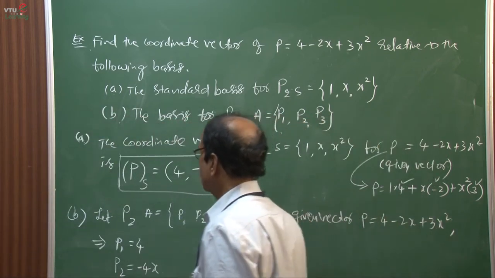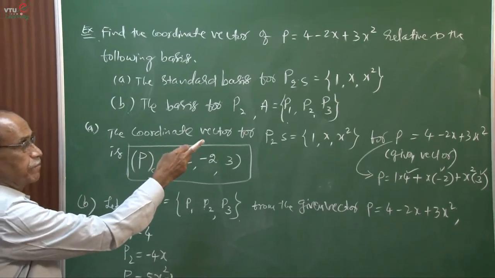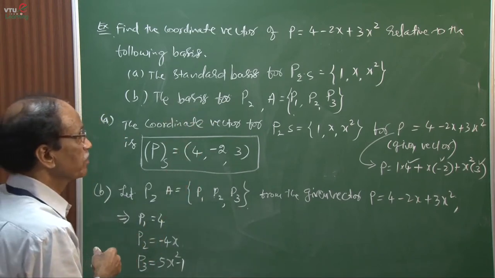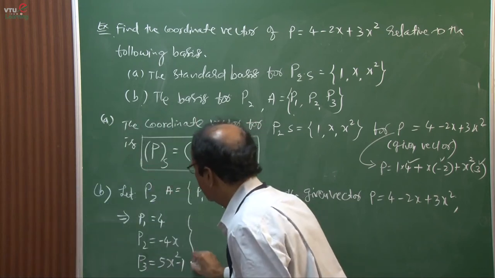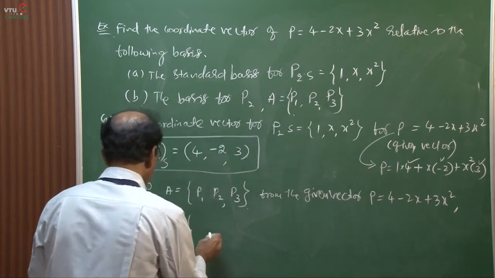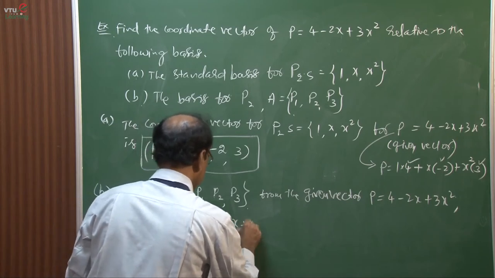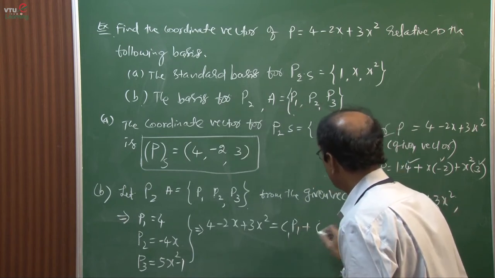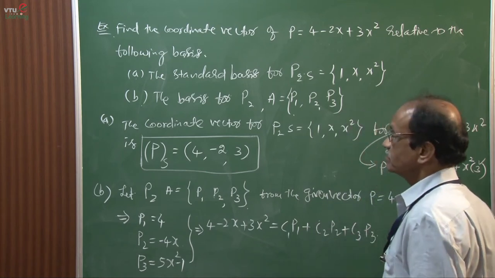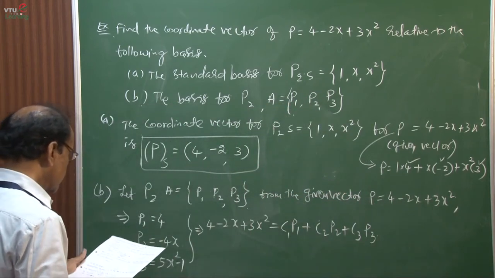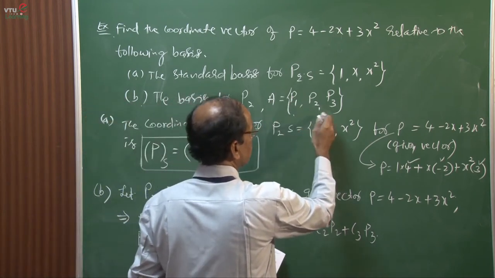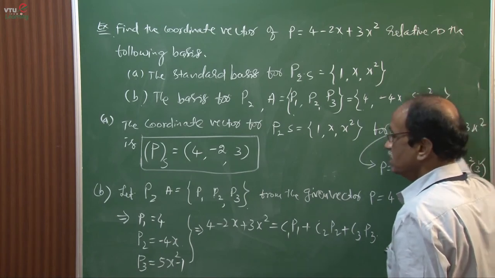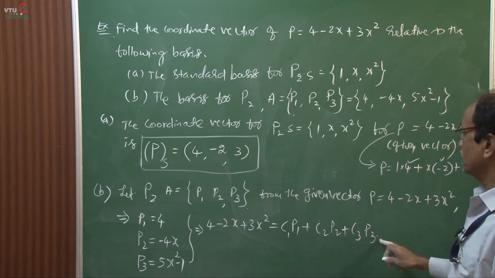Because it is in the given order, we can find out with reference to the given values, p1, p2, p3, and the vector is already given in standard form as p equal to 4 minus 2x plus 3x squared. Therefore, these c values are to be calculated as a linear combination. So 4 minus 2x plus 3x squared is equal to c1 p1 plus c2 p2 plus c3 p3, where p1, p2, p3 are 4, minus 4x, 5x squared minus 1.